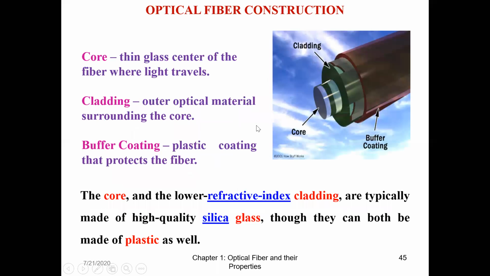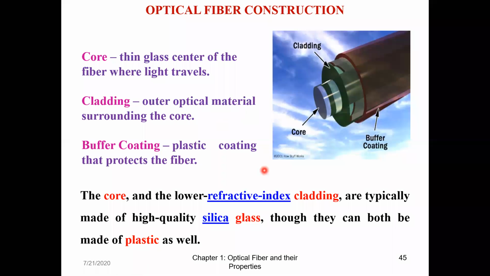If I tell you to define what is core, the core is the thin glass center of the fiber where light travels. Cladding is the outer optical material which is surrounding the core. And what is buffer coating? All three will always be together. You cannot separate these three: core, cladding, buffer. We will see the function of the cladding, why we require it. Together, this forms one fiber unit.